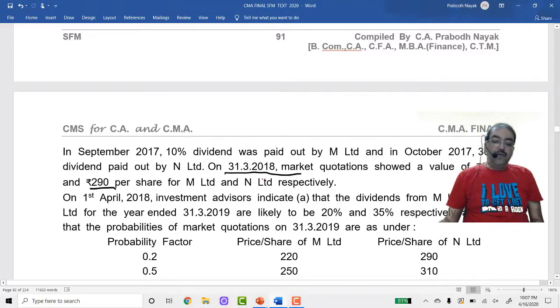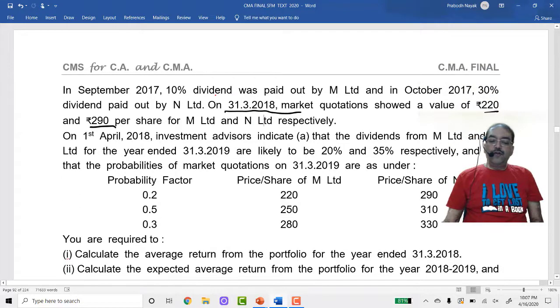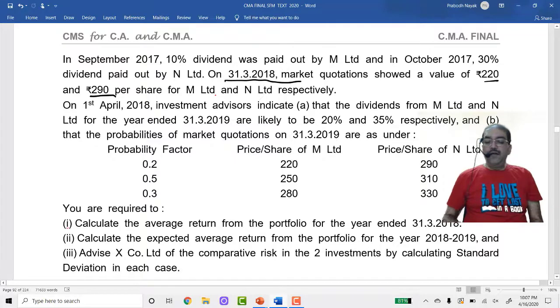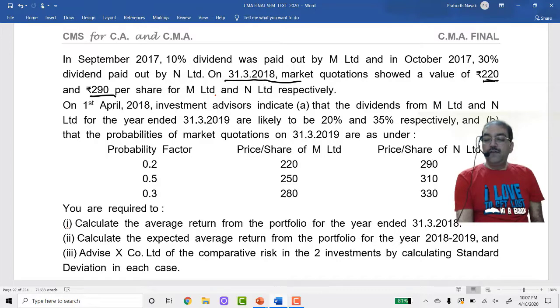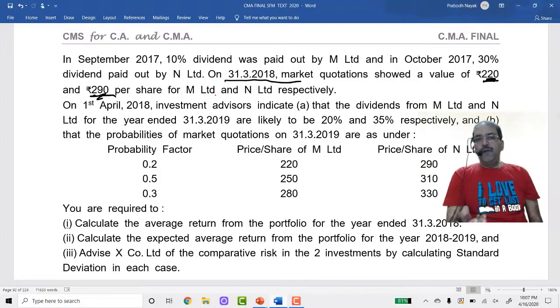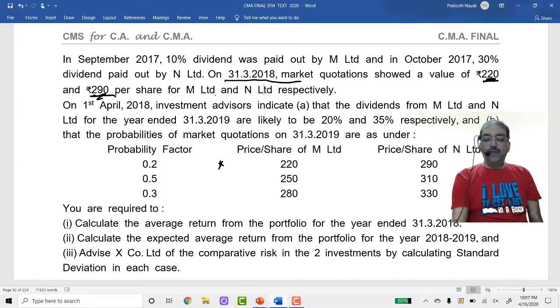And B, that the probabilities of market quotations on 31st March 2019 are as follows. Now, for the first year, they have given us a single price, 220 for M Limited and 290 for N Limited. But for the second year, they have not given us one figure. They have given us three figures with three probabilities. Simple. What is to be done? Multiply probability into the market price per share. 0.5 into 250, 0.3 into 280, and we'll get one single share price of M Limited. Same way, I'll take the probability factor multiplied by the share price of N Limited.